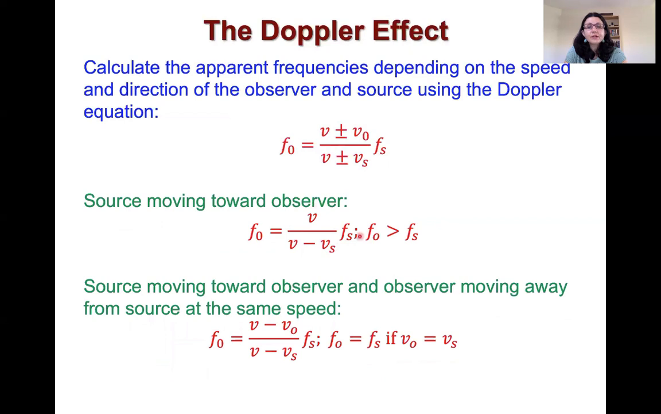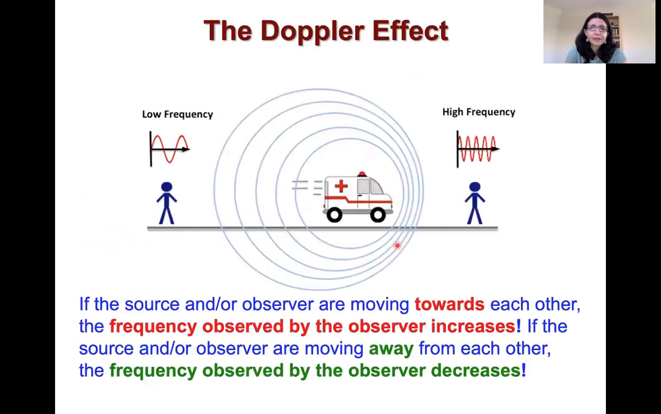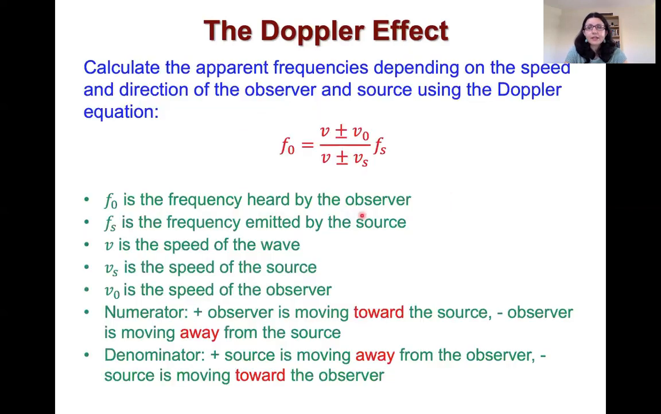So if we look at this equation, the quantity in the numerator is bigger than the quantity in the denominator, so the whole ratio is going to be bigger than 1. So what we find is that the frequency of the observer will be larger than the frequency of the source. And if we look back at this picture, that's exactly what we get. So when the source is moving towards the observer, the frequency increases.